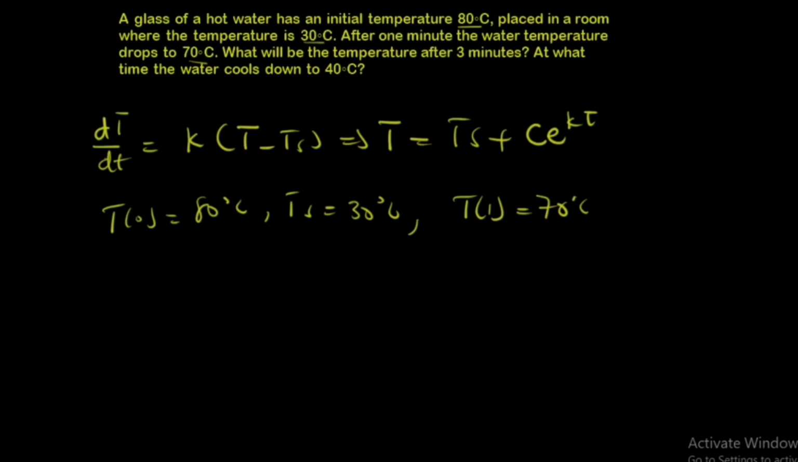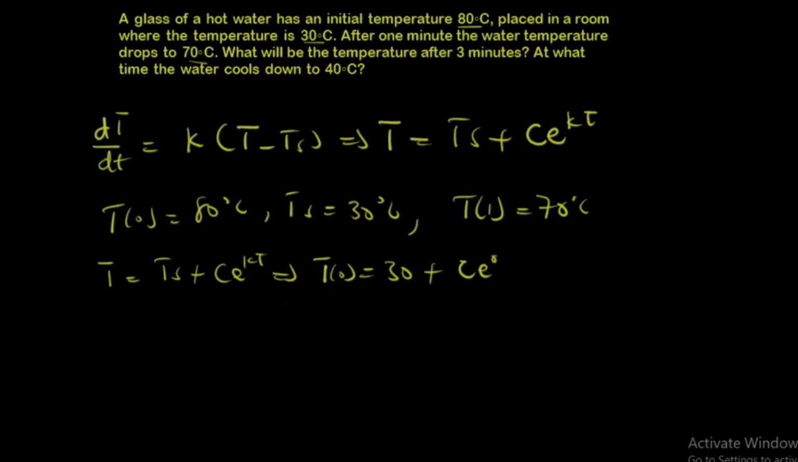So therefore, we have T equals Ts plus Ce^(kt), which is equal to the initial condition, T naught, because we find C using the initial condition. That is 30 plus Ce^0, because at the initial condition, t becomes 0. Let's note that, the initial condition for T is 80 degrees.